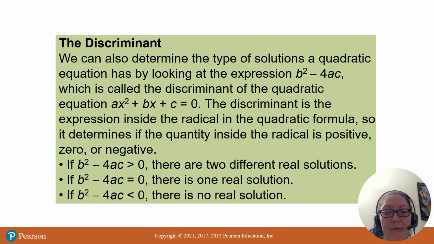Okay, so let's talk about the discriminant. The discriminant is a part of the quadratic formula. It is specifically referring to the part that's called b squared minus 4ac, so the part that's underneath the radical sign.